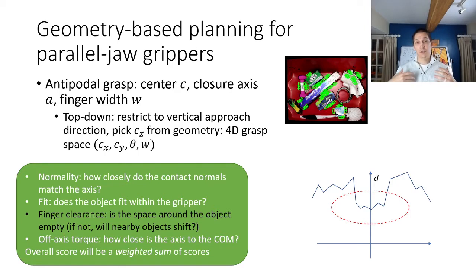And finally, I want to look at off-axis torque, just like in the suction gripper case. And again, I'll have a weighted sum of scores that will define the goodness of a grasp.